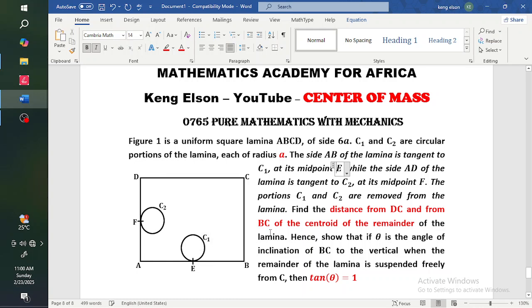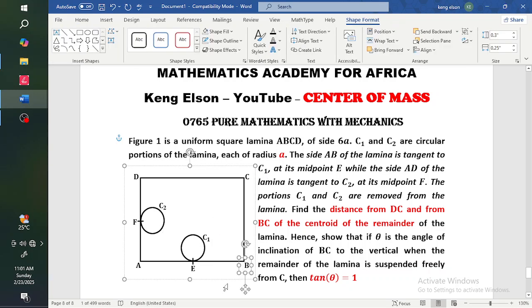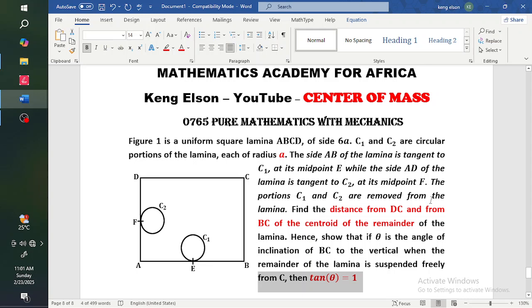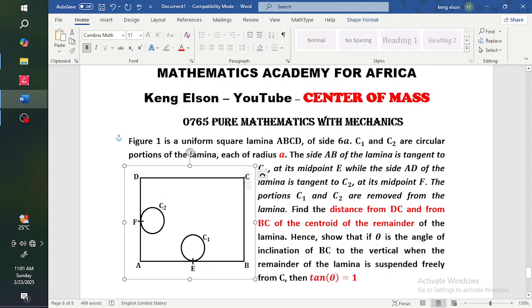The portions C1 and C2 are removed. Now we need to find the distance from the side DC and from the side BC of the center of mass of the remaining lamina when the portions C1 and C2 are removed. Then later, if we suspend the lamina at the point C and it hangs freely in equilibrium, we need to show that the tangent of the angle of inclination between BC and the vertical is equal to 1.